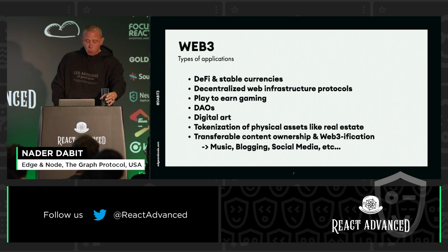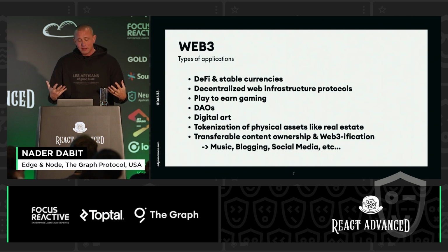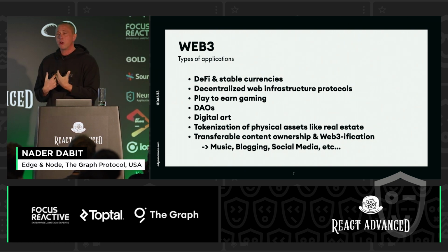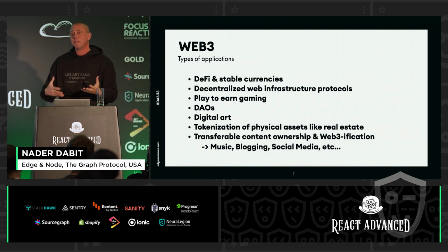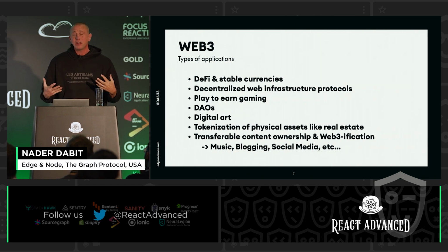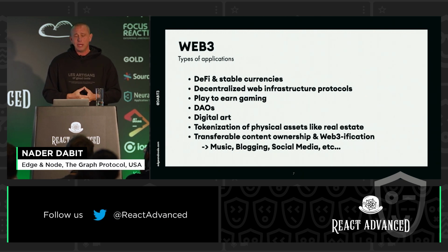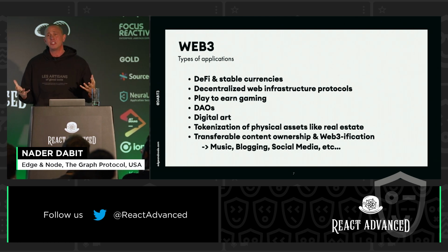So, what are the actual categories of applications? Well, DeFi and stable currencies are interesting because they allow anyone that can write code to build financial applications. Decentralized web infrastructure protocols: I work on a protocol called the Graph protocol that enables developers to build GraphQL APIs on top of blockchain data. I'm going to cover that in just a moment. Play to earn gaming: Axie Infinity is a Web3 game. They've done over $750 million in a single month in transactions.